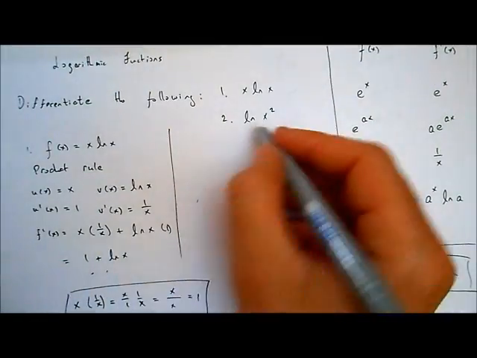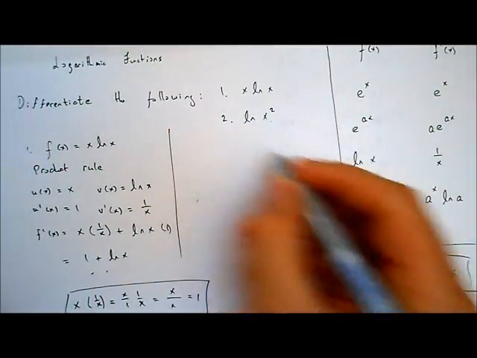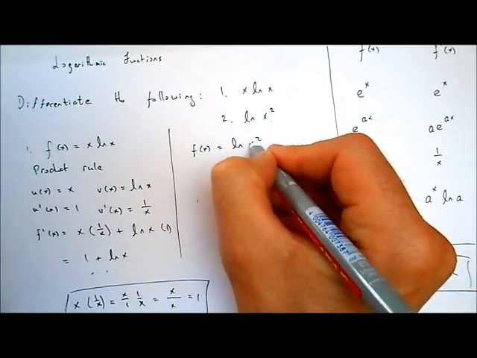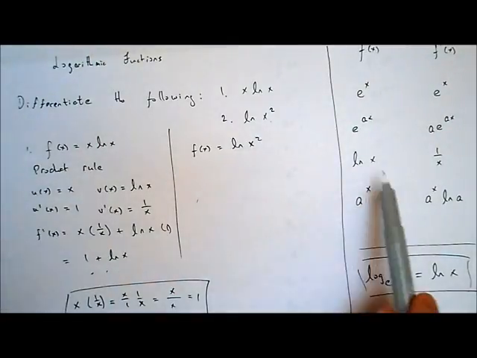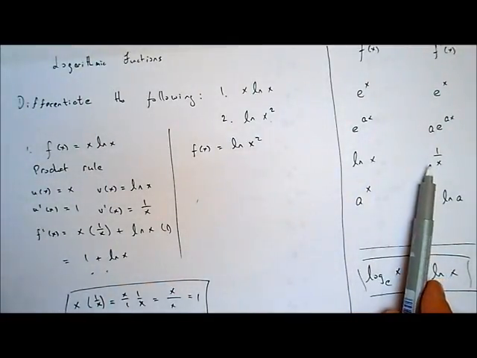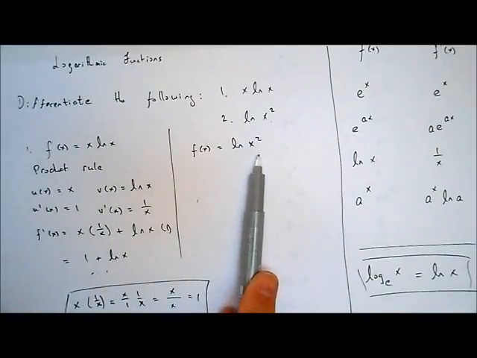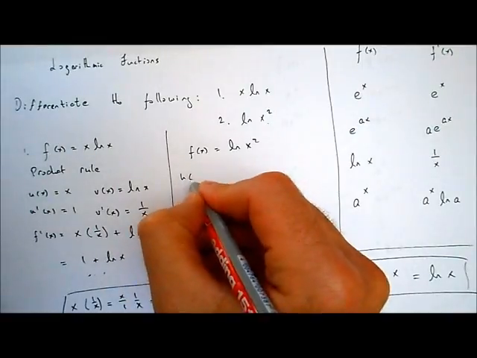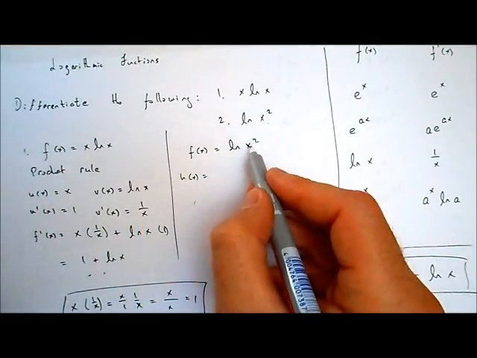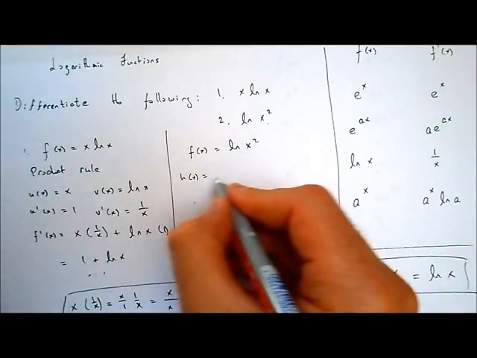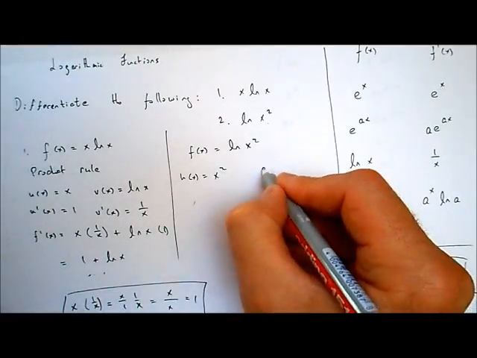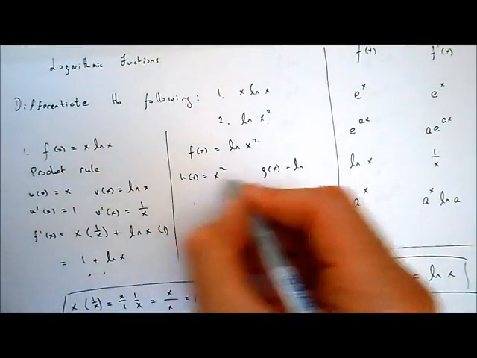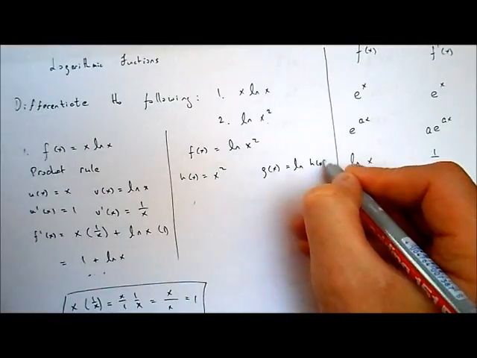The second one, we're differentiating the natural log of x squared, so ln x squared. Let's say f of x is equal to ln x squared. We know to differentiate the natural log of x, we get 1 over x, but this isn't quite that. This is the natural log of x squared, so we're going to have to use the chain rule. We've got two functions: the x squared function, and the natural log function. So h of x is x squared, and g of x is the natural log function, so it's ln of h of x.